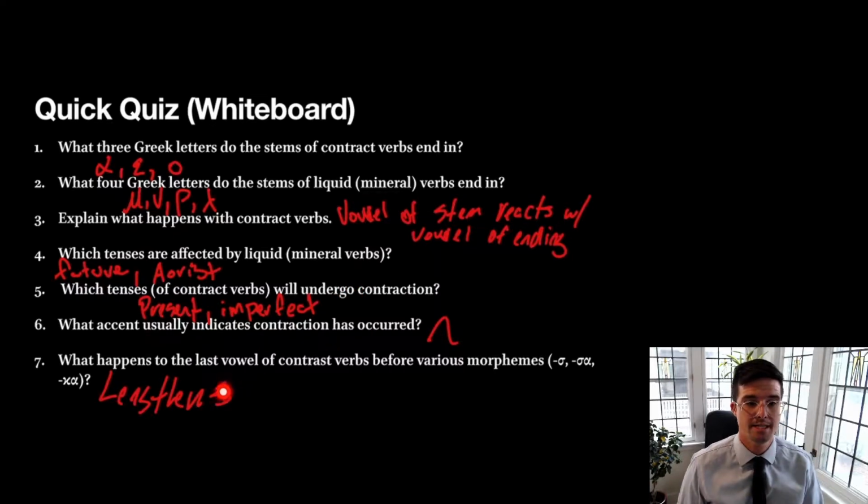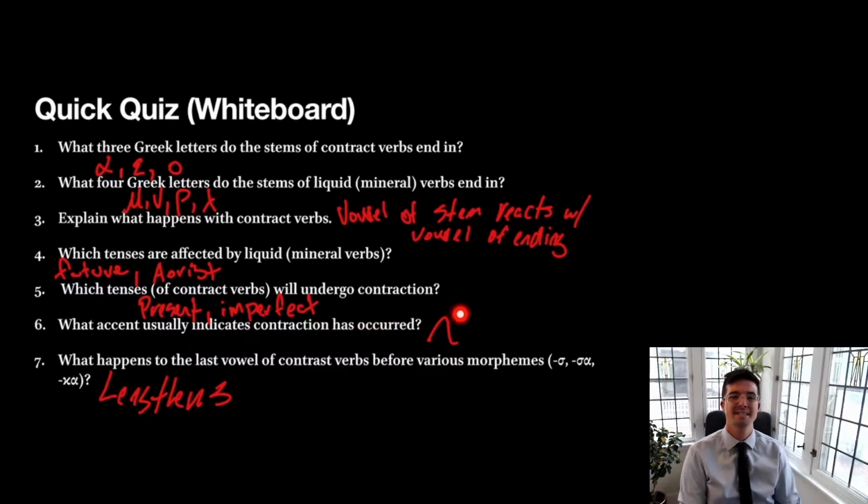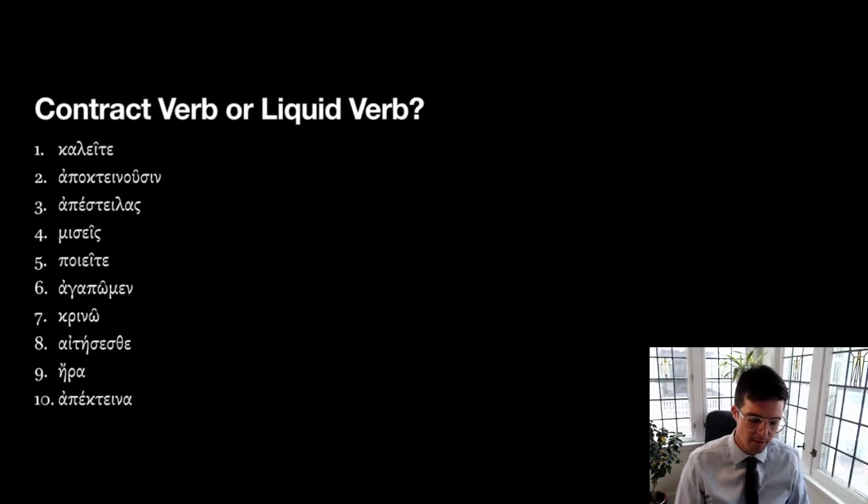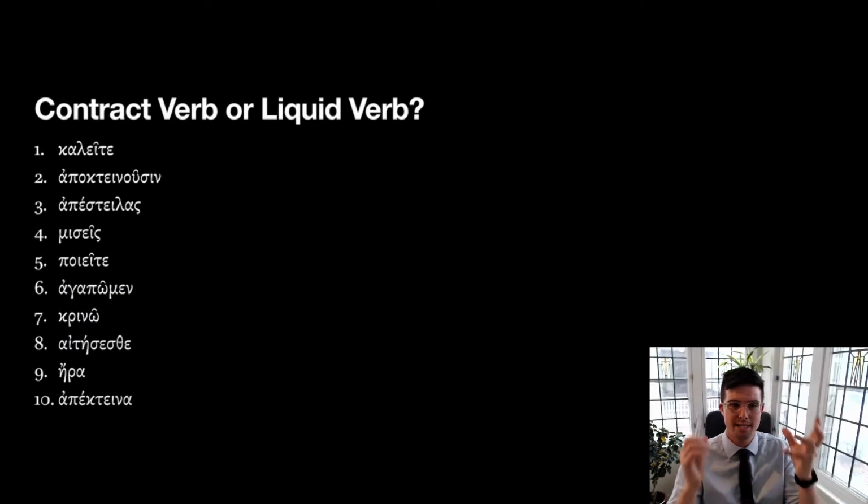The other tenses down here, when different morphemes are added, we get a lengthening of the stem vowel, the short stem vowel. And then 6, sorry, we kind of went out of order here. Back to 6, the accent that usually indicates contraction, that something funky maybe has gone on, is going to be the circumflex accent.